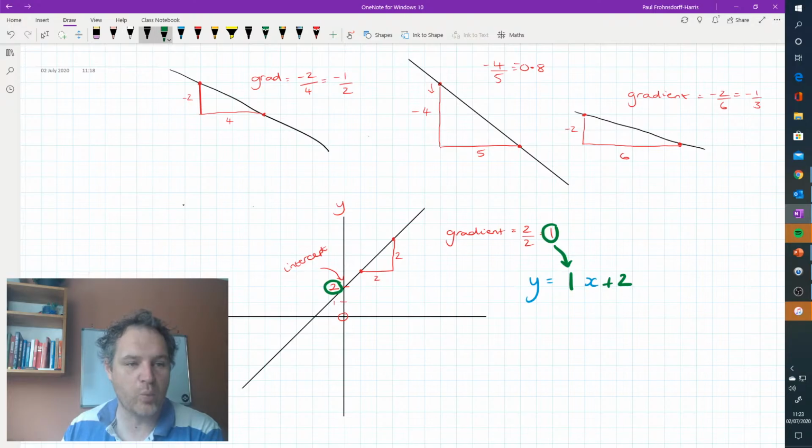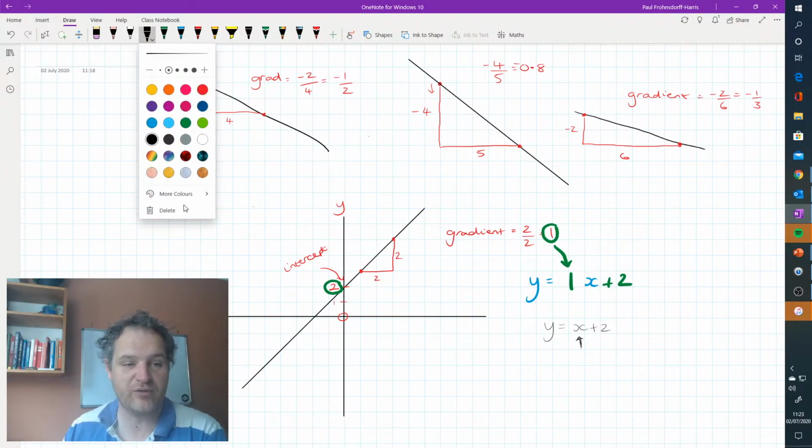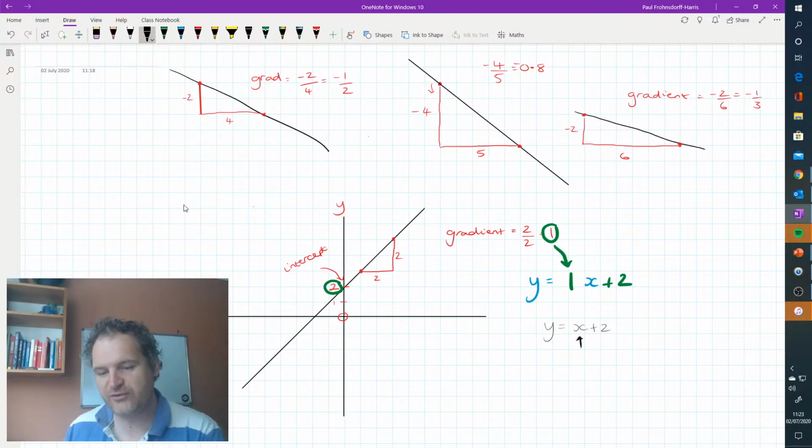But I would have accepted the answer y equals x plus 2, because in algebra that means 1x. That there is 1x. We don't actually have to write the 1 if you're doing a 1. Okay, so that's why you're allowed to write it like that and it would still be correct. But both of those answers are correct answers. 1x plus 2. Let's do a different one.